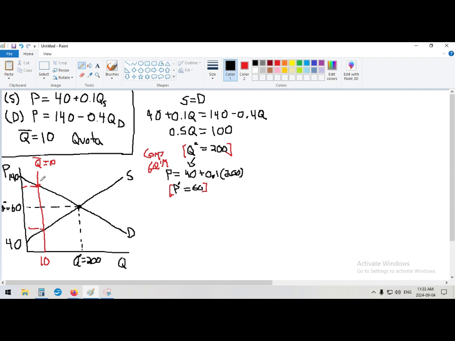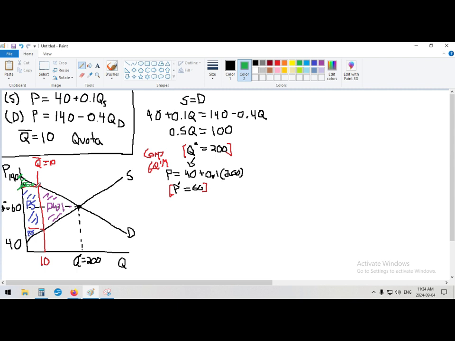And then you can see at this amount, you're going to have a consumer surplus up here. And then you're going to have a big producer surplus down here. And then the deadweight loss here is going to be this big triangle. So let's figure these out. The consumer surplus is a little small one here. Let's get that figured out first.